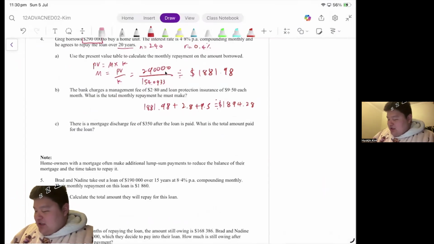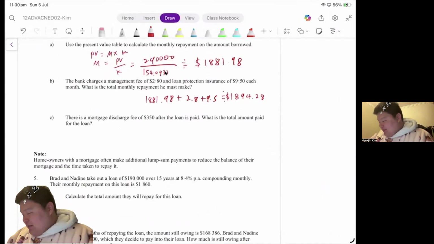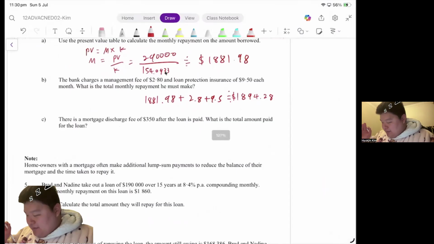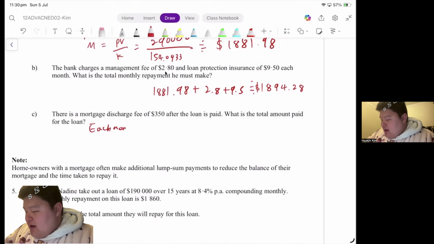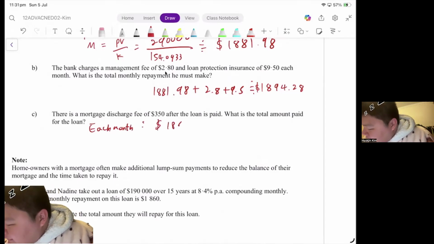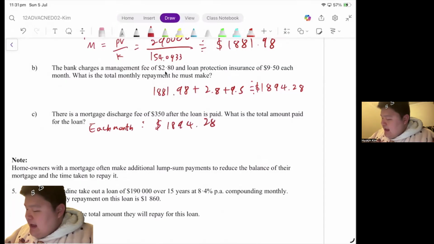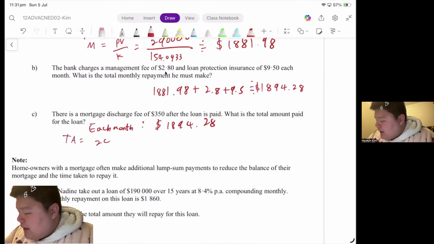There's a mortgage discharge fee of $350 after the loan is paid. They will make an excuse to make you pay, whatever. What is the total amount paid for the loan? Now, for every month, I am paying $1894.28, and that means for total repayment, I'm going to be doing it for 240 months of that exact amount.